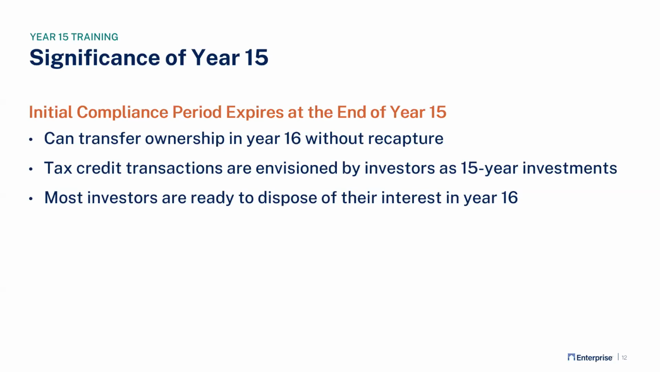And from the general partner side too, like I mentioned earlier, they want to be more nimble and they don't have to worry about getting approvals from their limited partner. And if there's no compelling reason to keep the limited partner in, then why not get them out of the way? So everybody's pretty much poised to get the limited partner out by year 16, beginning of year 16.